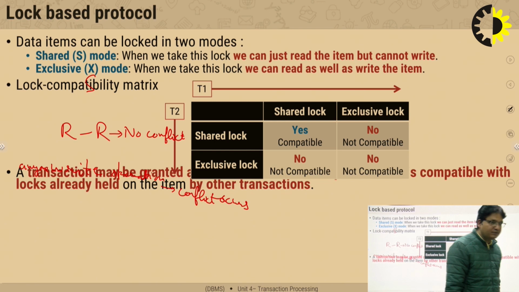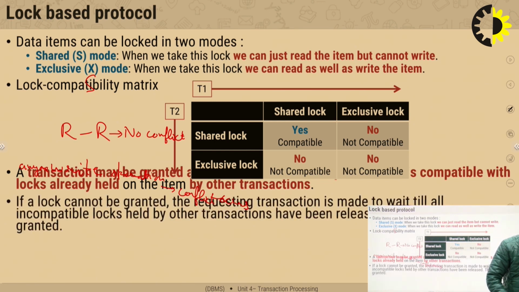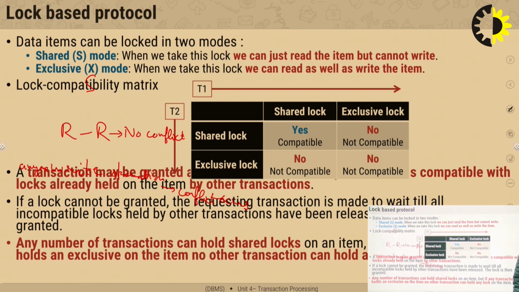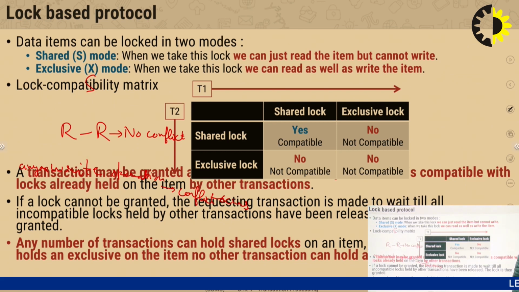Now a transaction may be granted a lock if it is in compatible mode. And if a lock cannot be granted, then the requesting transaction has to wait till all the incompatible locks held by the other transactions are released. Only then is it granted. Any number of transactions can hold a shared lock on any data item. But if a transaction holds an exclusive lock on the item, no other transaction can hold any lock on that particular data item.